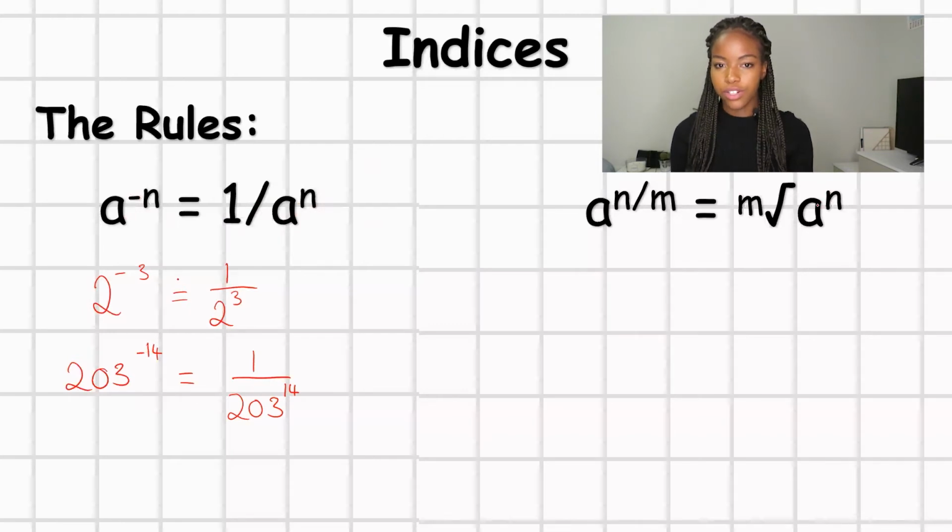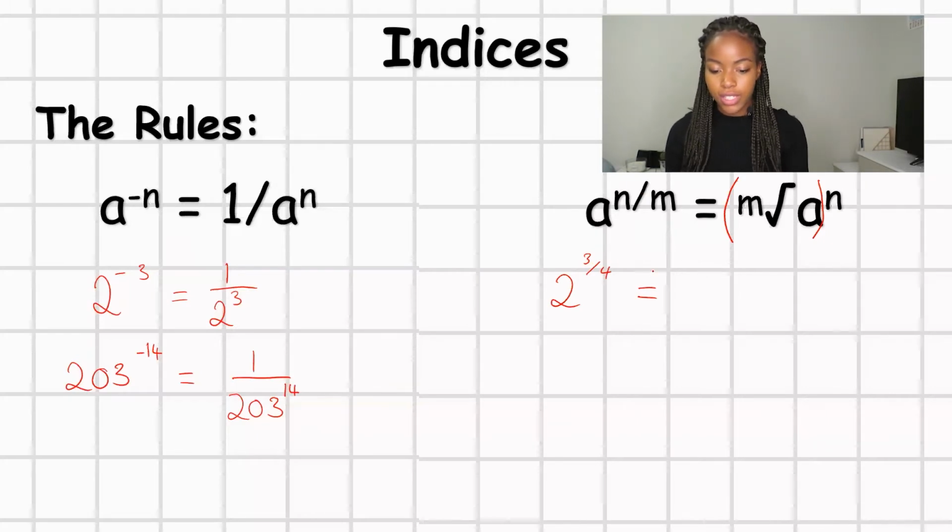I know the font doesn't make it very clear, but we can imagine some brackets around here. We're not doing m times the square root of a. We're actually doing the m root of a. For example, let's say if we had 2 to the power of 3 over 4. We are just substituting a, n, and m. So in this case, a is 2, n is 3, and m is 4. We'll start off by substituting the m, which is the 4, and we do the 4th root of a, which is 2. So it's the 4th root of 2, and we put that in brackets and put all of that to the power of n, which is 3.